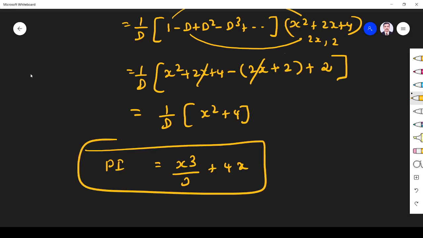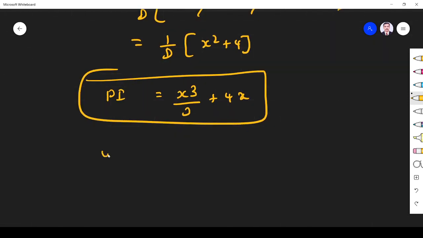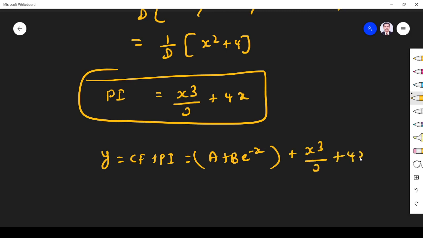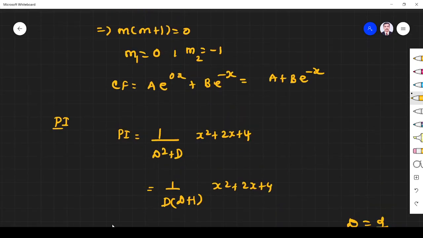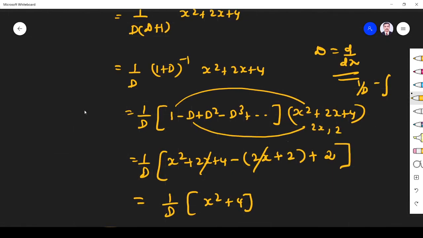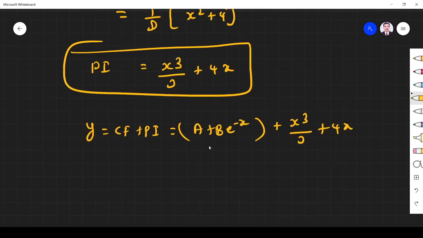So what is my total solution? Y is equal to CF plus PI. What is CF? CF we already found: a plus b e power minus x. PI we just found: x cubed by 3 plus 4x. So just to remember, CF is a plus b e power minus x. This is the total solution. Right? In this way only we have to solve the problem.